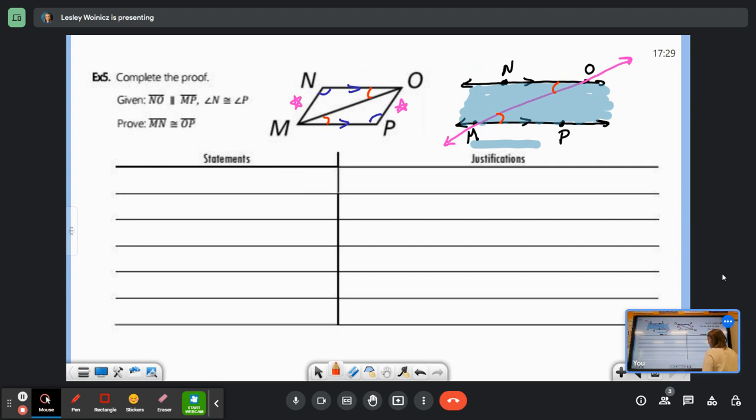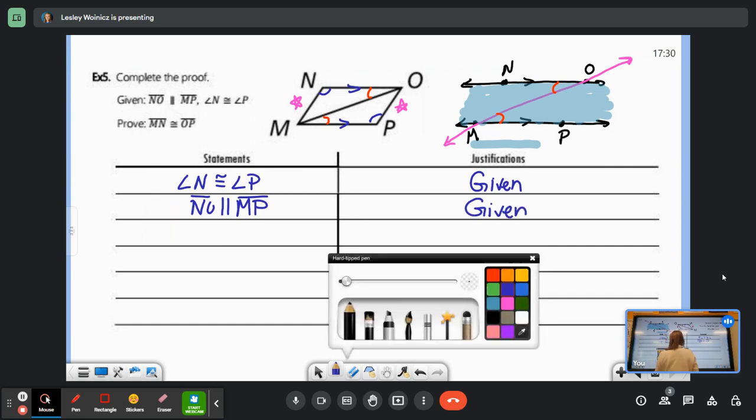Okay? So let's start with the givens. I have angle N congruent to angle P, and that was given. I have segment NO is parallel to segment MP. That was given.